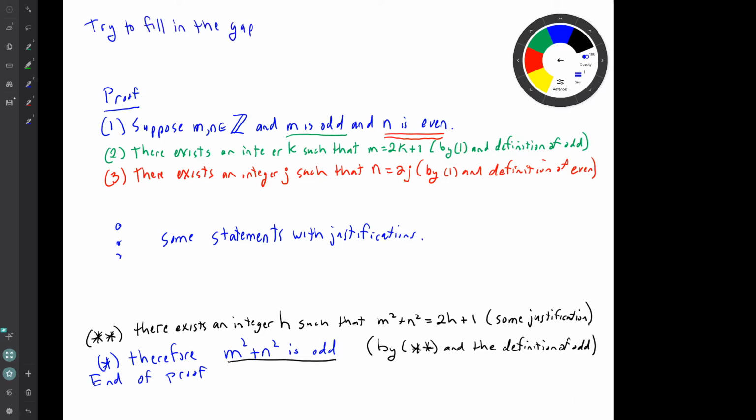So if you look forward to the end of the gap, you see that we have this equation that we want to be true. Now we don't have an integer h yet, but we do have m and n. We know something about them. M is this thing, and n is this thing. So we have the things that we need to build the left side of the equation that we need. So what we should do is just build that and see where it leads us. So statement 4, we're just going to build the left side of the equation that we need.